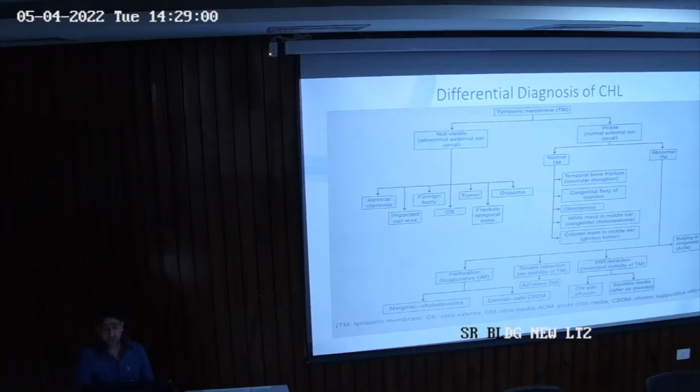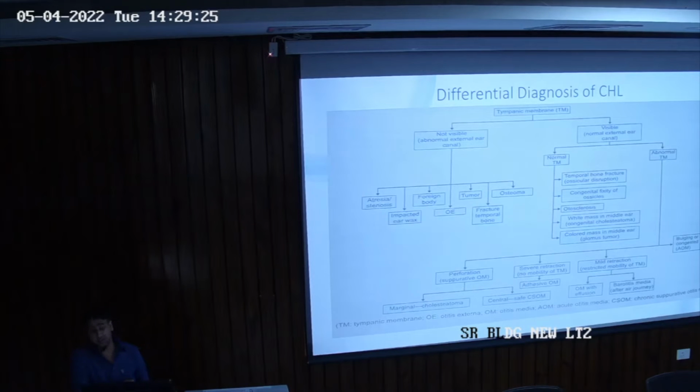The other is congenital fixity of the ossicles, otosclerosis. There can be a white mass in the middle ear, which is a congenital cholesteatoma, or a colored mass in the middle ear, that is known as a glomus tumor. You must have read Glomus pathology, right? No problem.